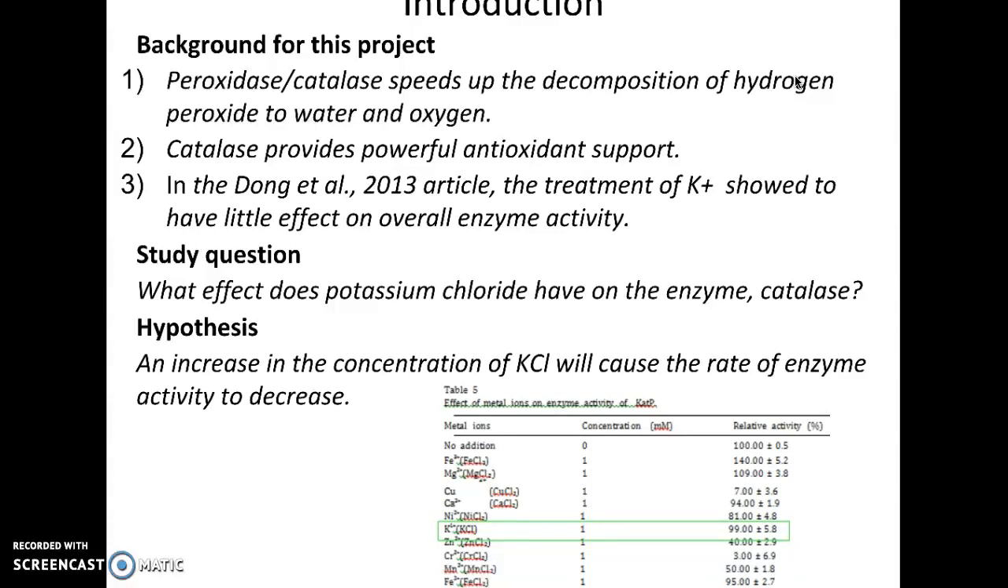Based on the chart that was taken from the Dong article, the treatment of potassium showed to have little effect on the overall enzyme activity. This means that adding potassium chloride to the assay will not have a significant impact on catalase activity. The study question was, what effect does potassium chloride have on the enzyme catalase? And the hypothesis was, an increase in the concentration of potassium chloride will cause the rate of enzyme activity to decrease.